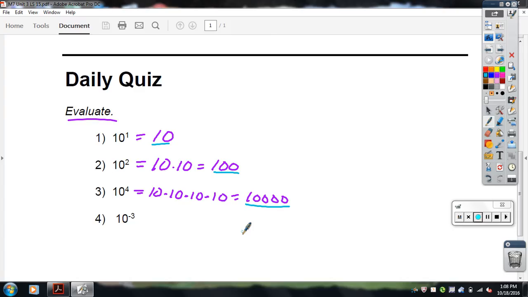Anyone want to explain whatever pattern they think they found? There's that many zeros. 10 to the first power has 1 zero, 10 to the second power has 2 zeros, and 10 to the fourth power has 4 zeros. Now that's really what it is. But I don't really want you to know it that way. What I want you to know is a slightly different way.